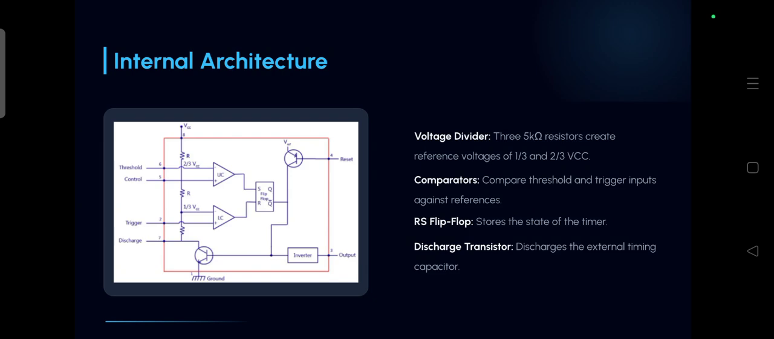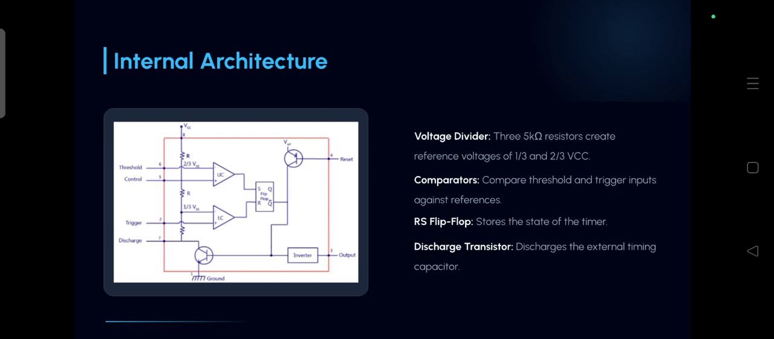Then the first op amp inverting terminal is connected to the threshold value, and its non-inverting terminal is connected to the control voltage. Then the second op amp inverting terminal is connected to the plus VCC input, and the second op amp non-inverting terminal is connected to the trigger signal. Then the second transistor collector is given to the discharge input.